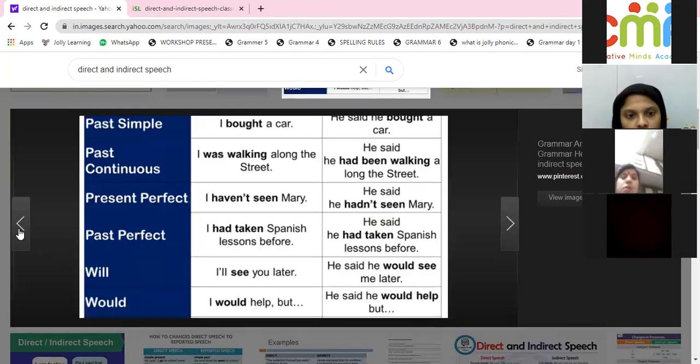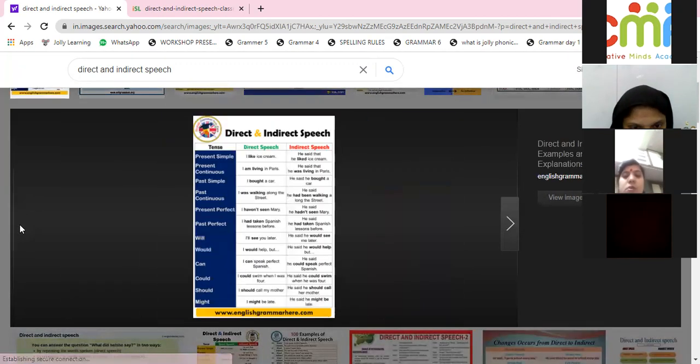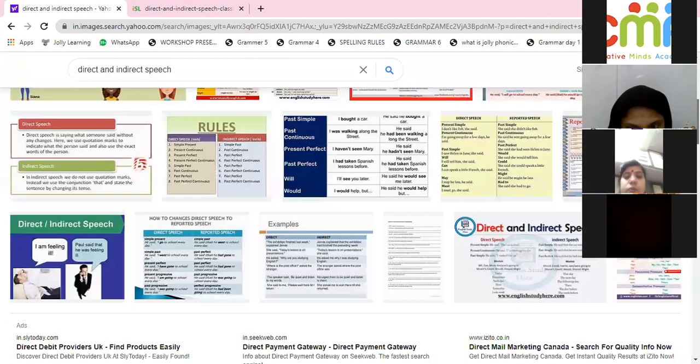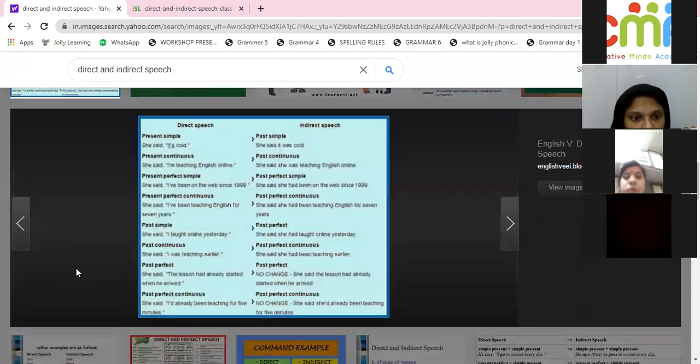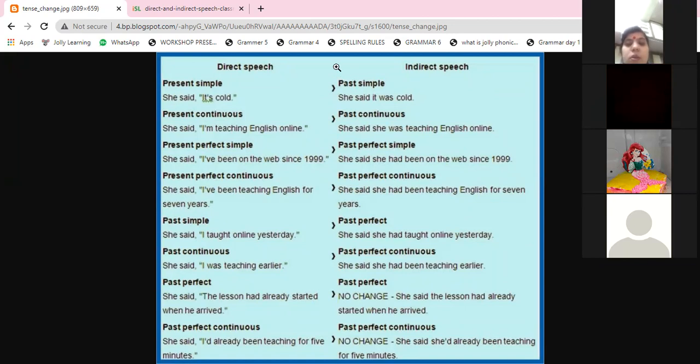We are taking more and more examples. Okay, now who will read? Simple past, may I? Wait, not this one. We will do this. We have done. Wait. Let us take this one. Okay, who will read? Who will read? Direct speech. Okay, Alka, who is reading? May I, ma'am, Deepa? Okay.